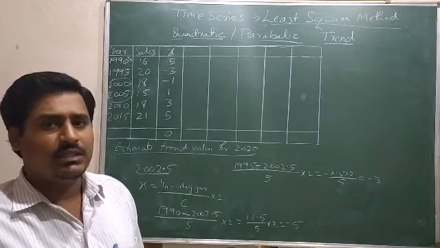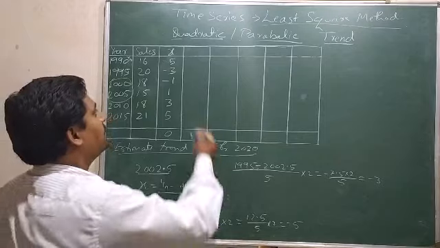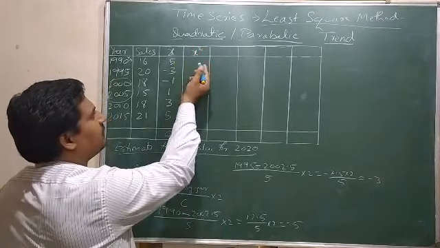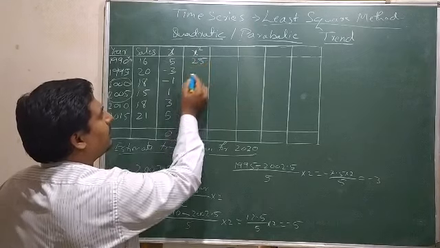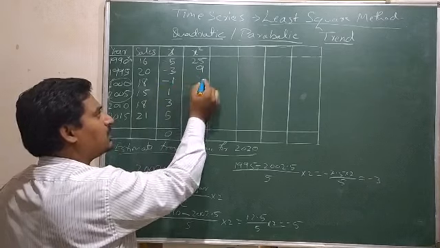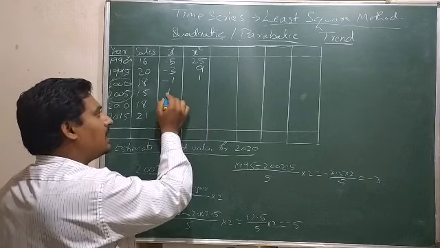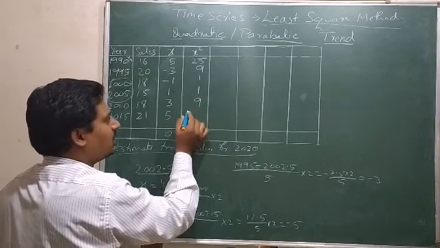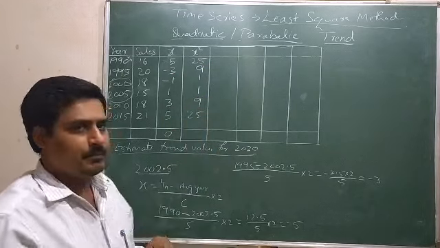Now let us calculate the next columns we need. We need x square. So minus 5 square is 25, minus 3 square is 9, minus 1 square is 1, plus 1 square is 1, plus 3 square is 9, and 5 square is 25.